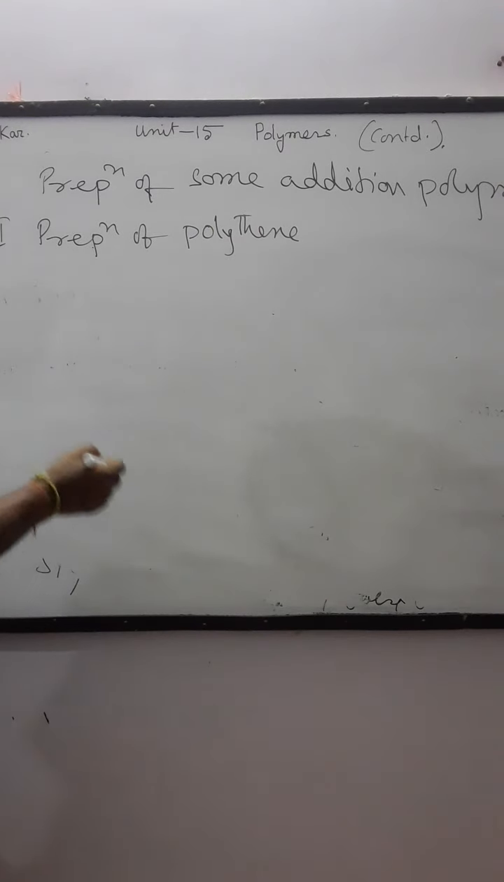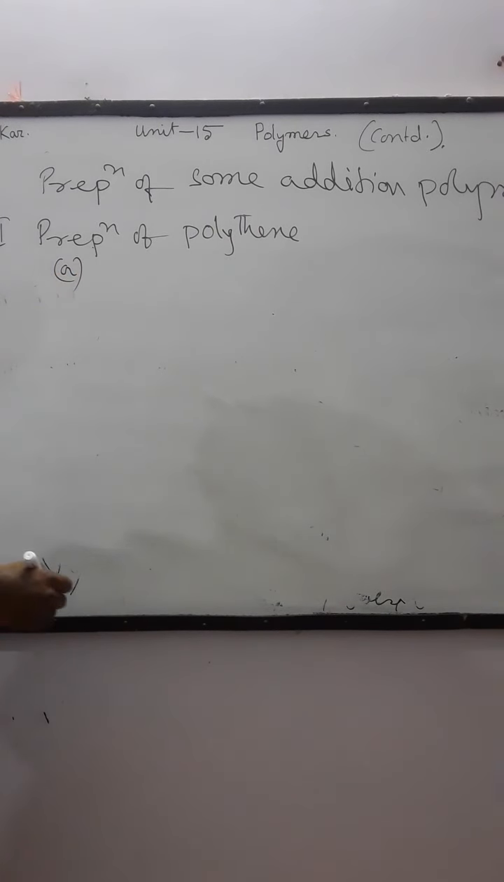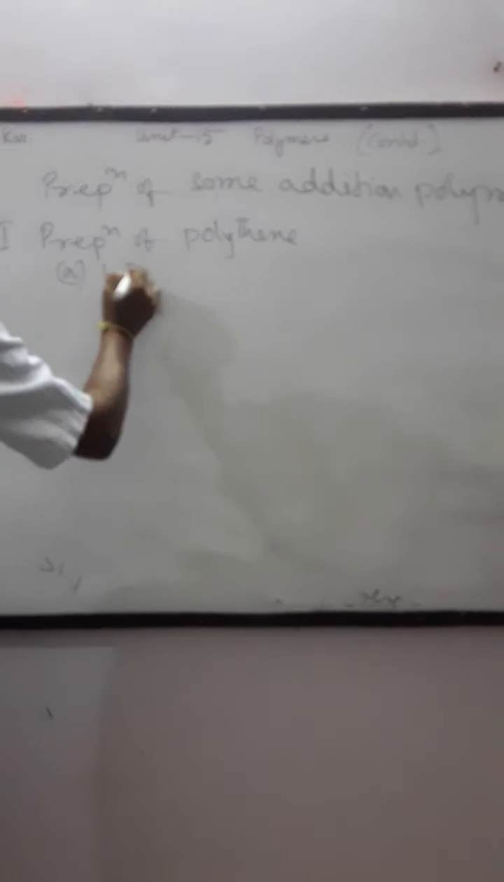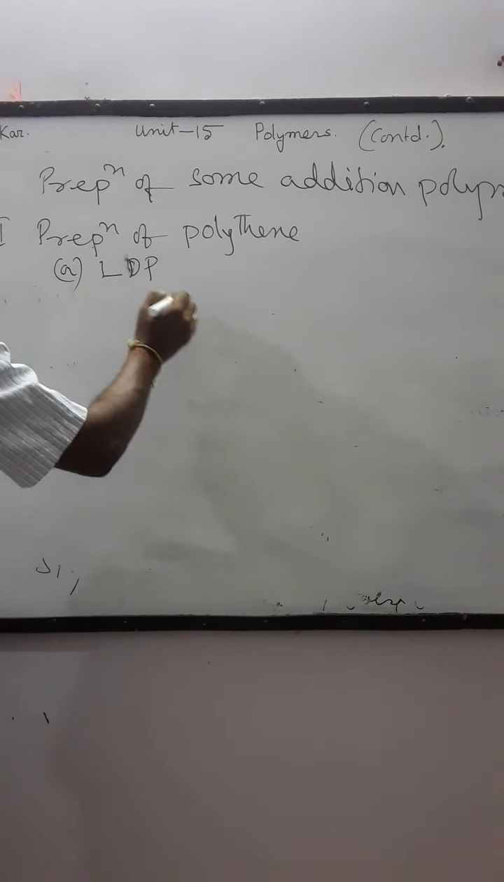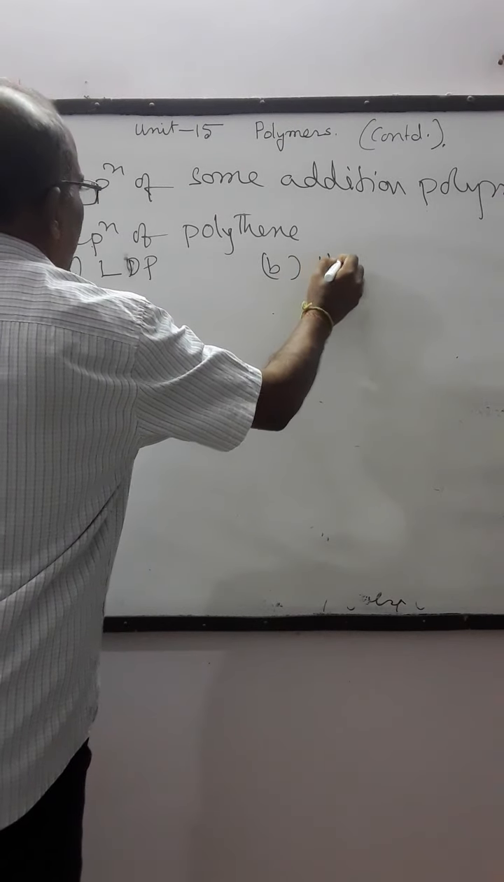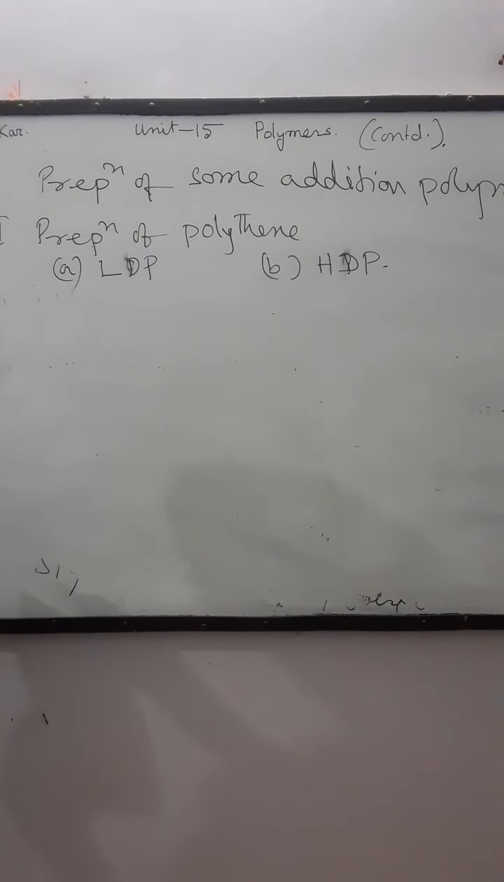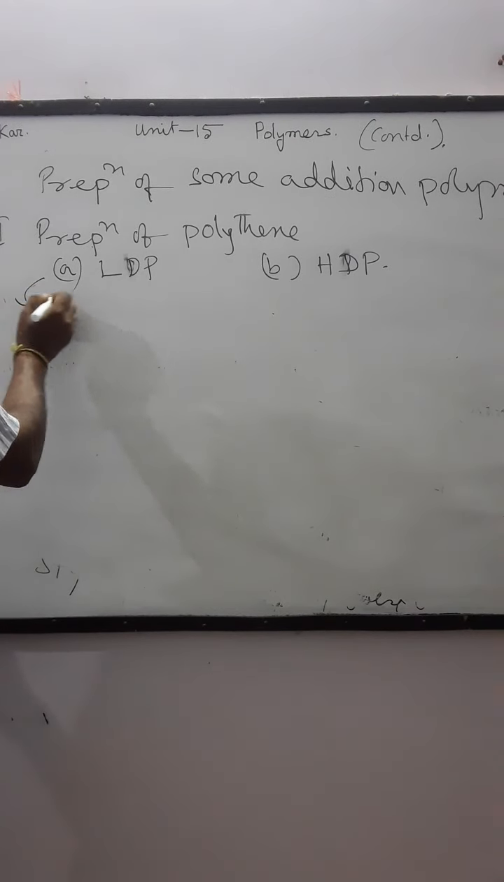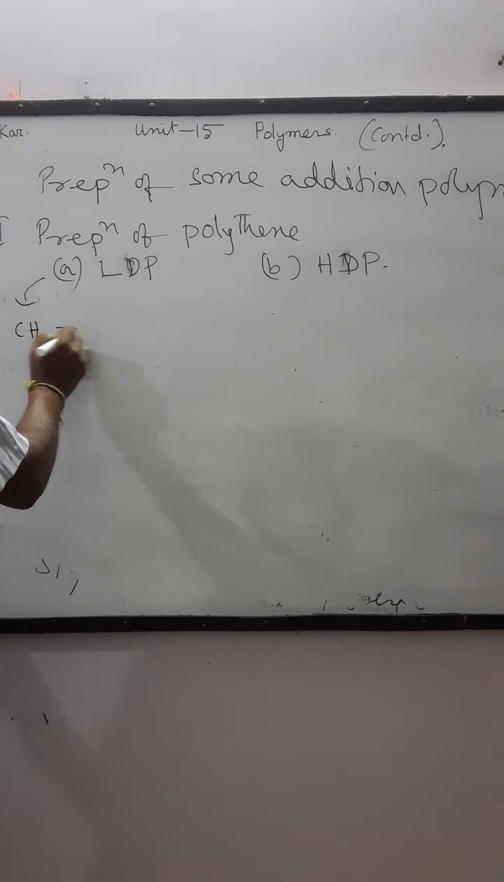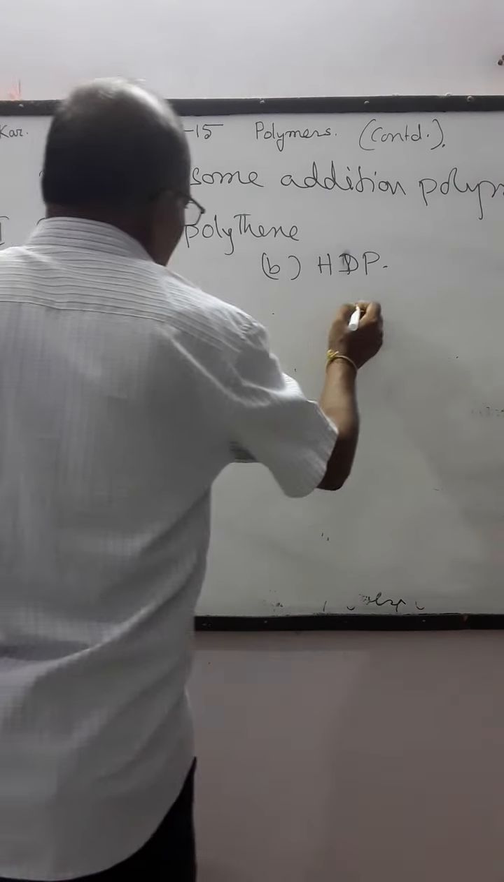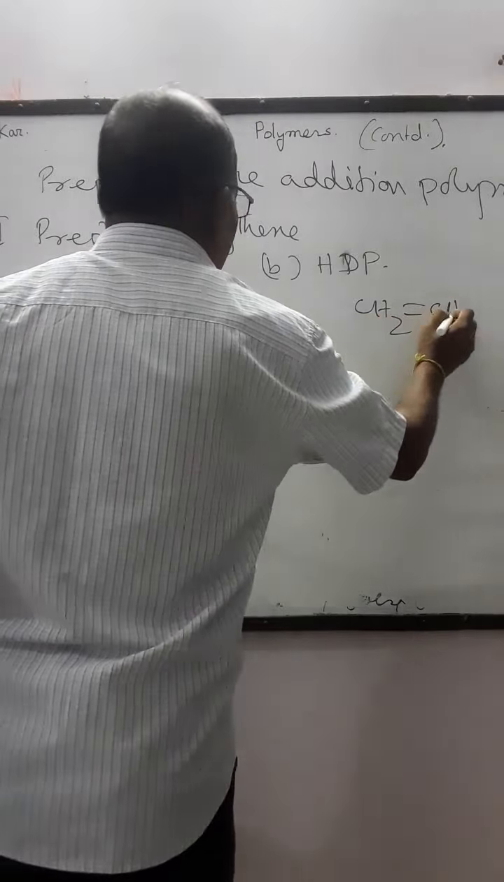On the basis of density, polythenes are classified into two types: low density polythene and high density polythene. First we consider the preparation of low density polythene. In both cases the monomeric unit is ethene.